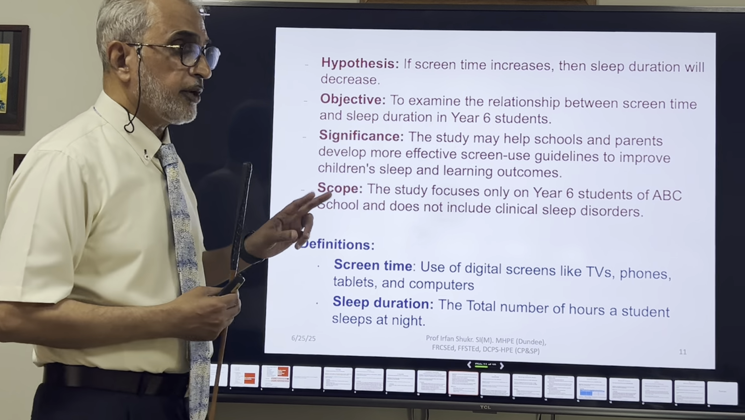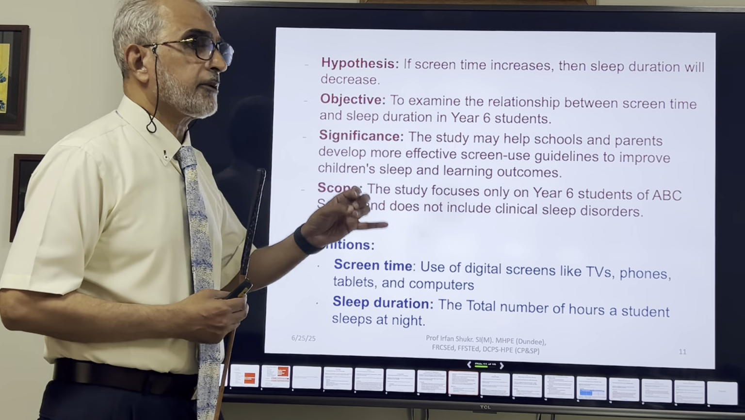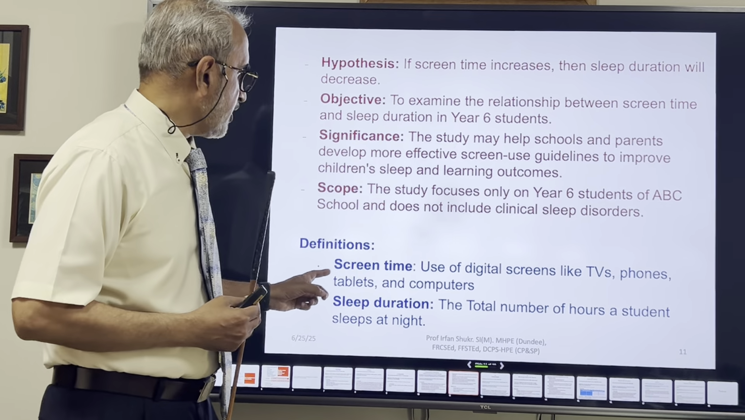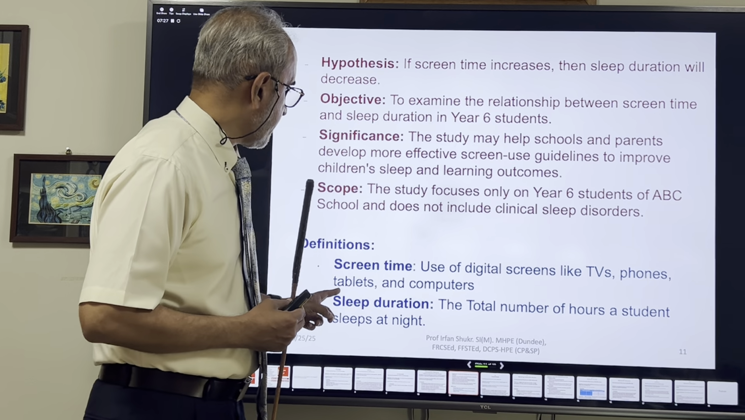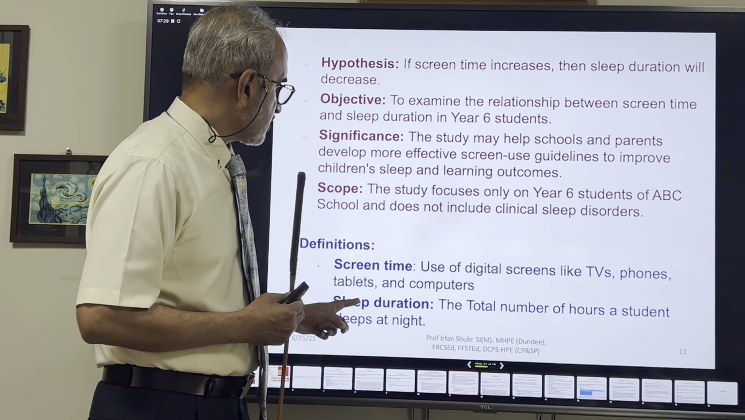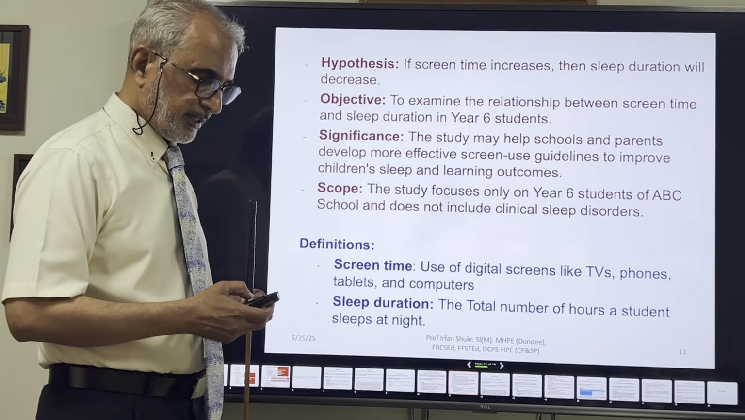For example, there are two important keywords: screen time and sleep duration, which are pivotal to this study. Screen time is defined as use of digital screens like TV, phones, tablets, and computers. Sleep duration is the total number of hours a student sleeps at night.